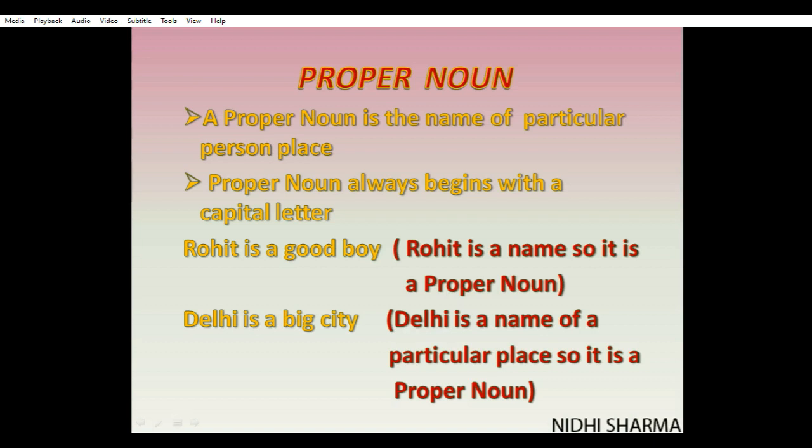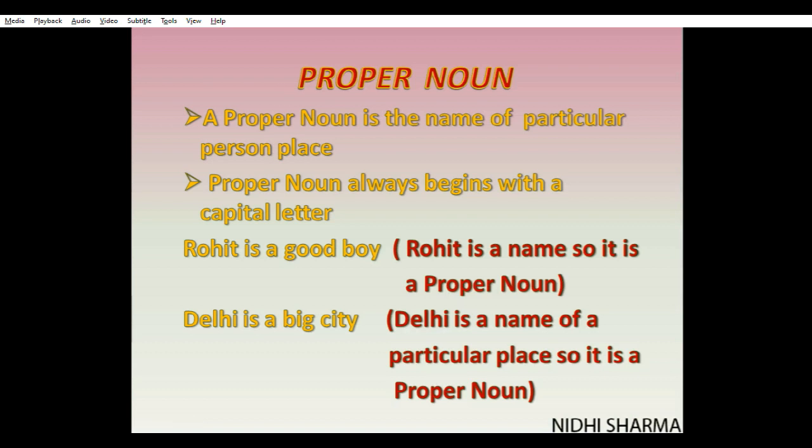Rohit is a good boy. Rohit is a name. So it is a proper noun. Delhi is a big city. Delhi is a name of a particular place. So it is a proper noun. So now you must have learned that proper noun is the name of a particular place, animal or thing. Proper noun always begins with a capital letter.